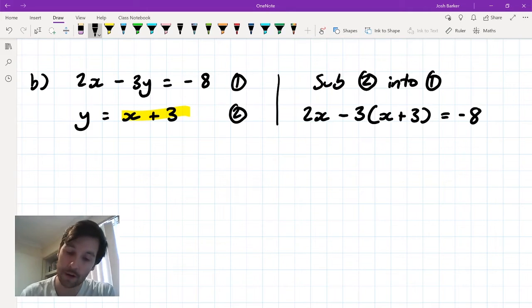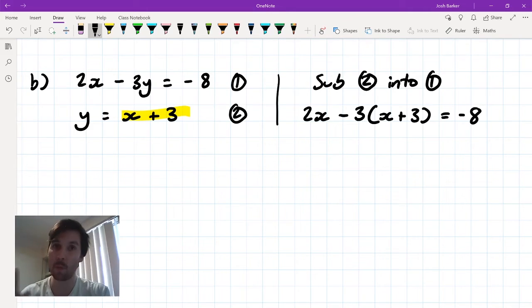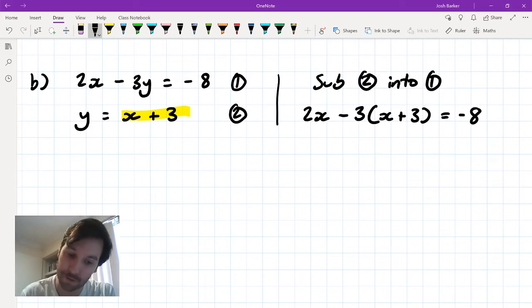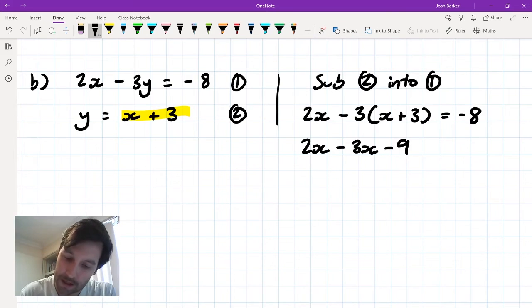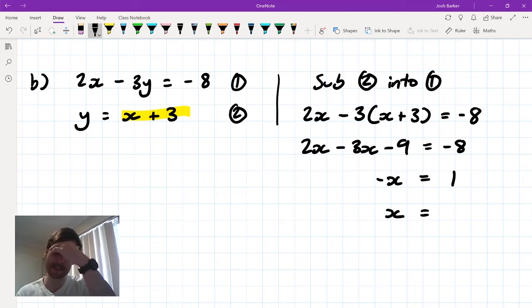Okay, so now we've got an equation with just the one variable, so we can start whittling it away and solve for that one variable. So I'm going to say 2x minus 3 lots of x minus 9, because it's negative 3 times x and negative 3 multiplied by 3. It gives us negative 8. 2x minus 3x gives us negative x. Add 9 to both sides, so negative x is equal to 1. We'll make that a little bit neater. So if negative x is equal to 1, divide both sides by negative 1 to give me x is equal to negative 1. Cool. So that's coordinate number 1, so I'm halfway there.